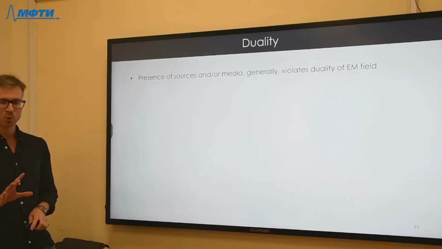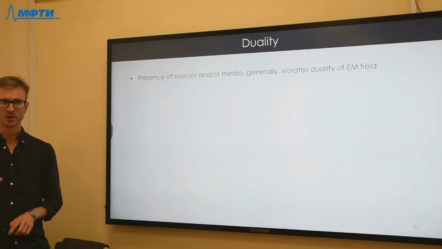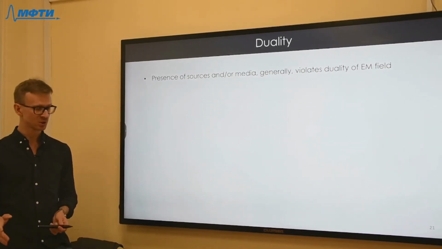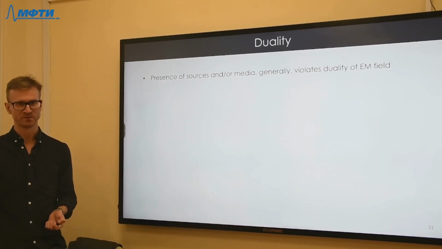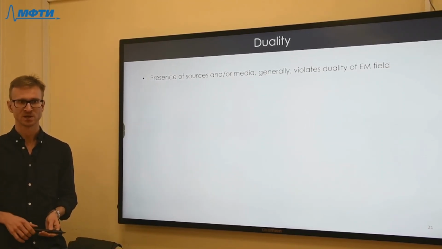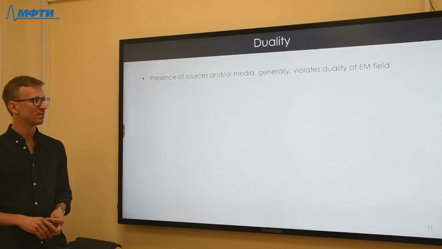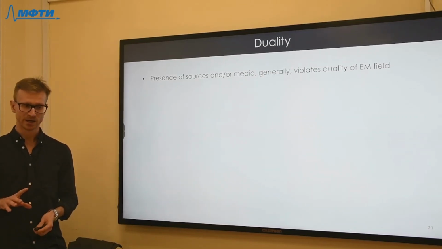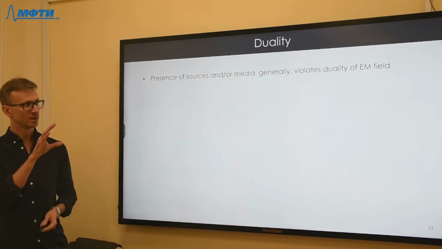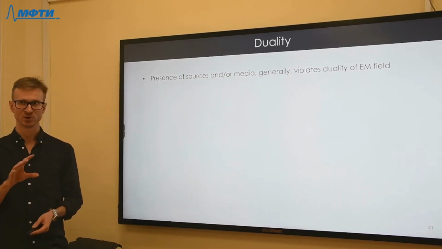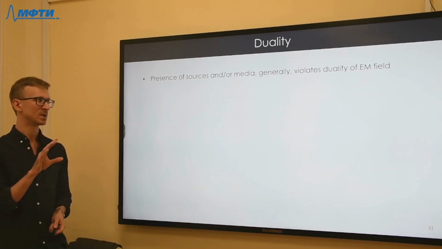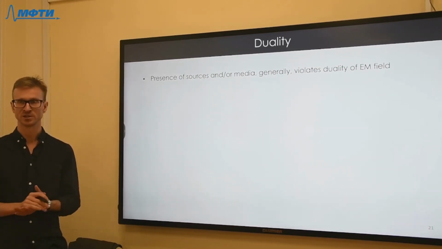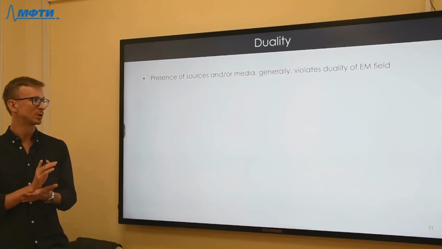So this works only in free space without sources. The presence of media or sources generally violates duality and violates any kind of this generalized rotation. However, in certain cases, we can restore this symmetry if we simultaneously apply a certain transformation to the media. Let's say we don't have sources, we don't have currents, but we do have certain media that are characterized by permittivity epsilon and permeability mu.